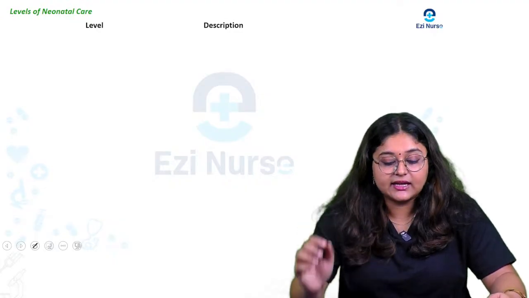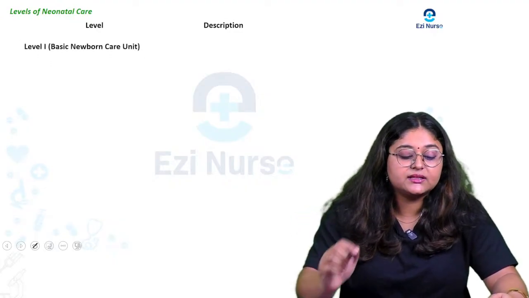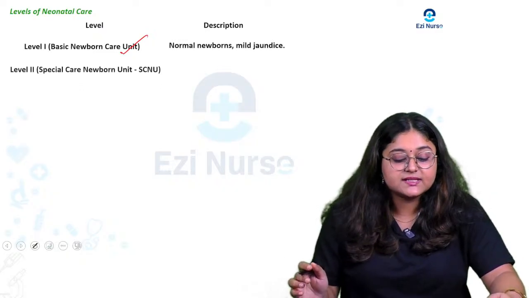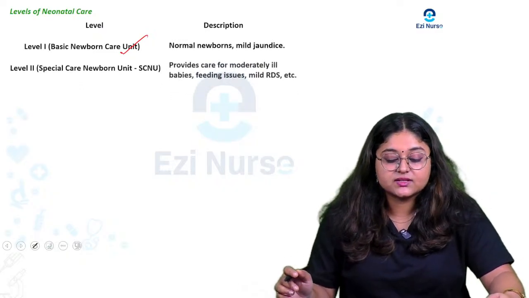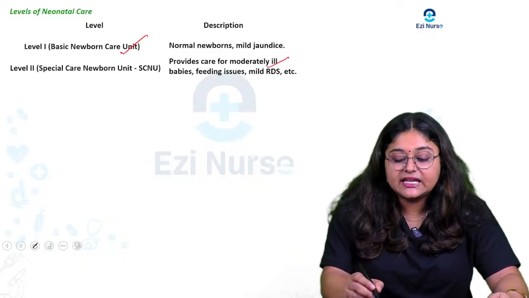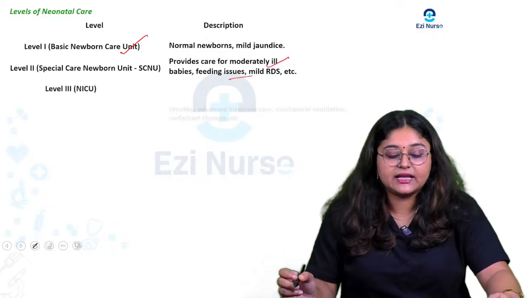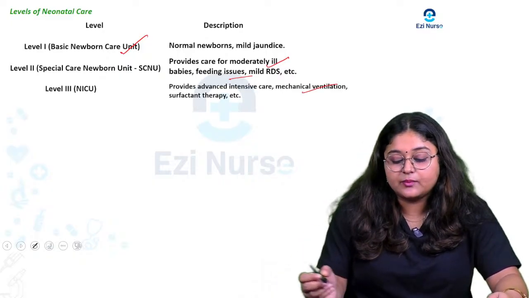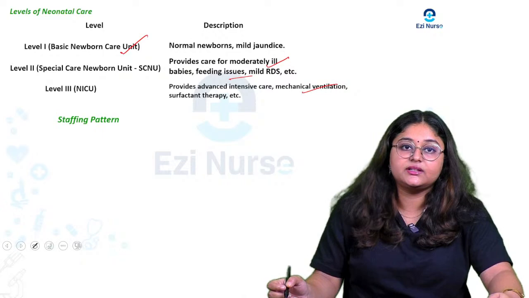Levels of neonatal care. There are mainly 3 levels. Under the first level, basic newborn care unit: it's for a normal newborn, mild jaundice. Level 2, special care newborn area: this is provided for moderately ill babies, feeding issues, and mild RDS. Now come to level 3, which mainly provides advanced intensive care, mechanical ventilation, and then surfactant therapy.